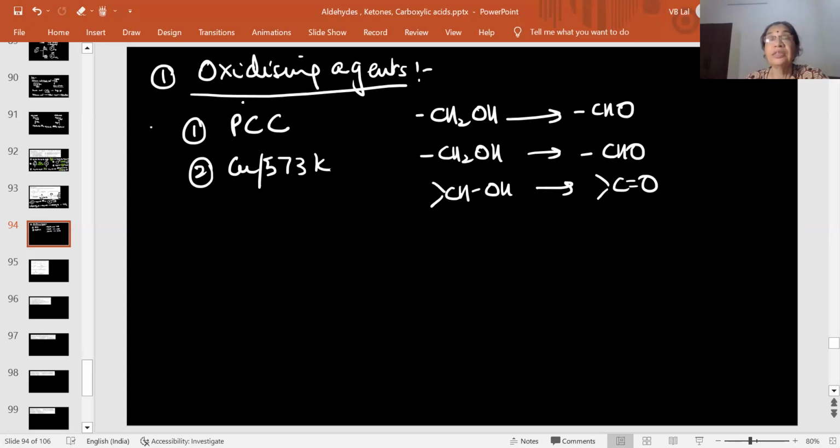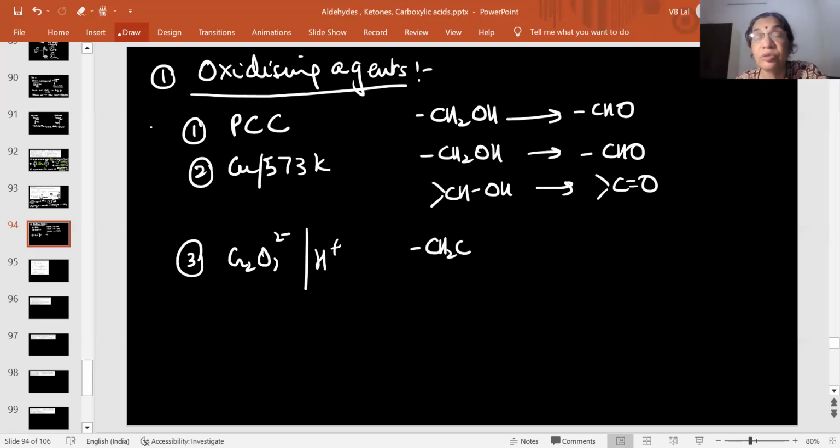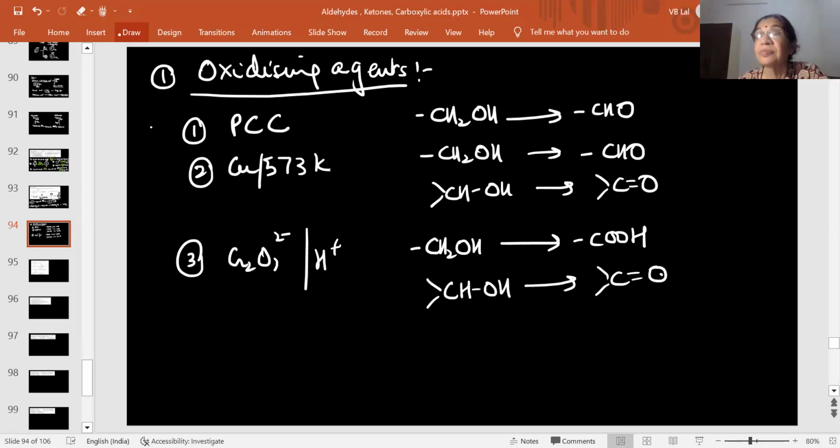Please understand the reaction and these things. Then only you will be able to answer. Now it is Cr2O7 2 minus and H plus. What does that do? It changes CH2OH to the acid COOH. It can also convert secondary alcohols to ketones. Okay, these are all oxidizing agents.